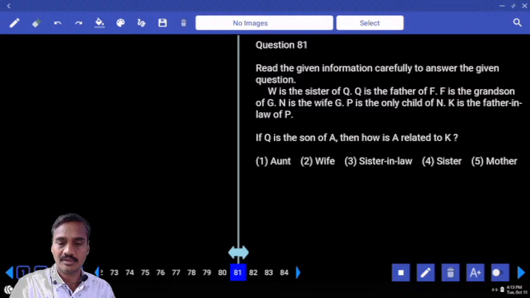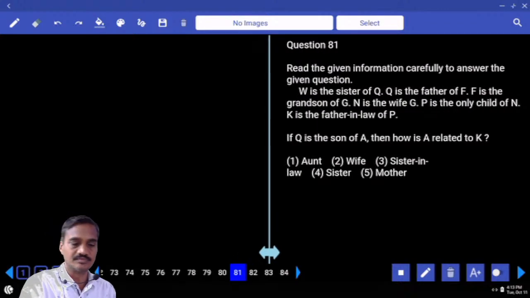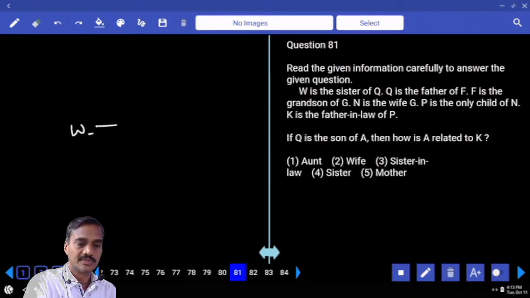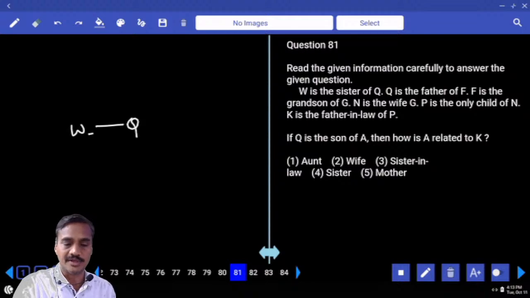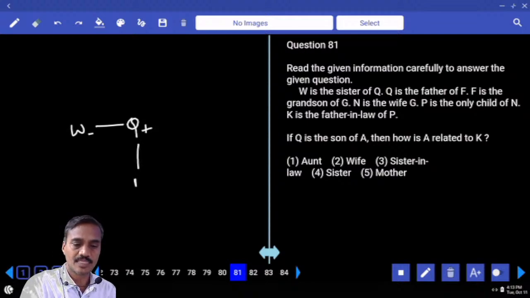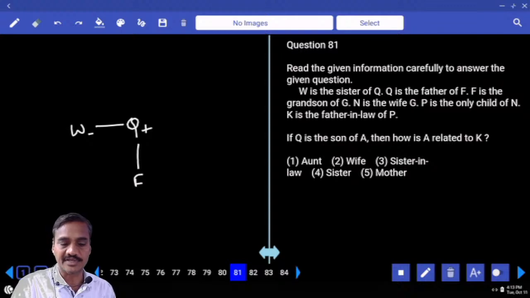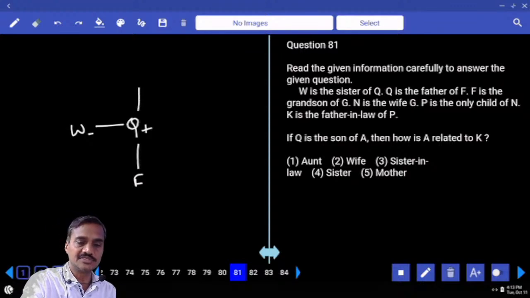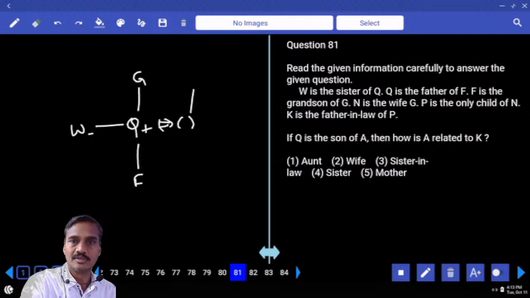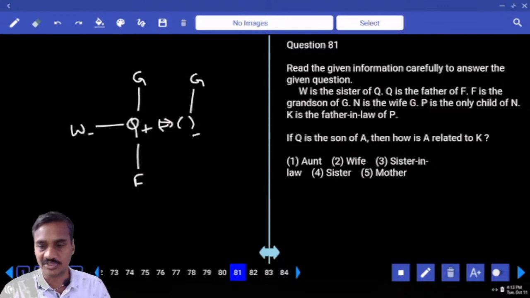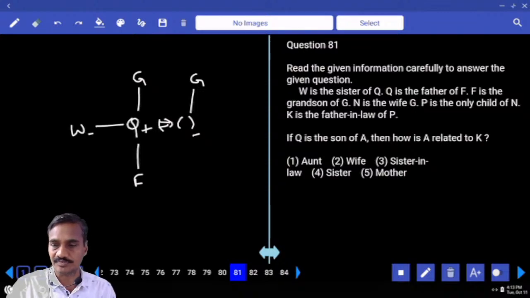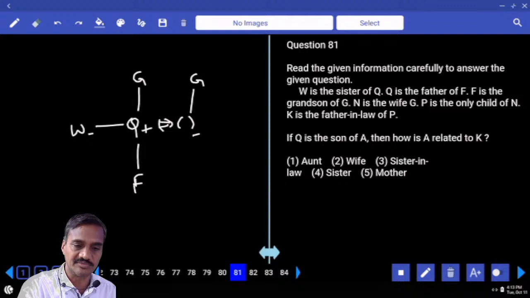Then 81, W is the sister of Q. Now W is the sister of Q and Q is the father of F and F is the grandson of G. Whether G is the parent of this Q or G is the parent of Q's spouse. అంతే కదా, Qకి ఎవరైతే వైఫ్ ఉన్నారో వైఫ్కి పేరెంట్ అయినా G అవ్వచ్చు. There are two possibilities. N is the wife of G and F is the grandson కాబట్టి F is a male.